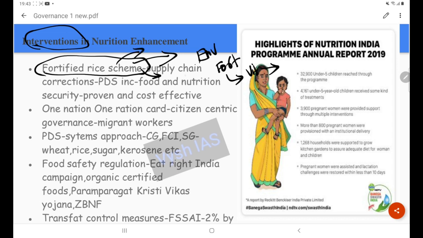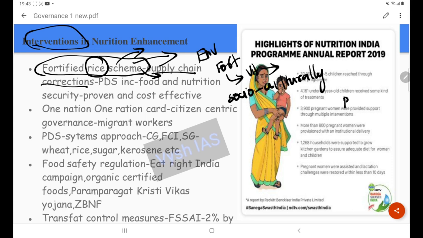Here, how can you convert this fortified rice scheme? It is citizen-centric governance, because this rice is a culturally acceptable food. So it is socio-culturally acceptable. The state is giving nutrition, and at the same time it is taking care of citizen-centric governance. Then the supply chain corrections are done.